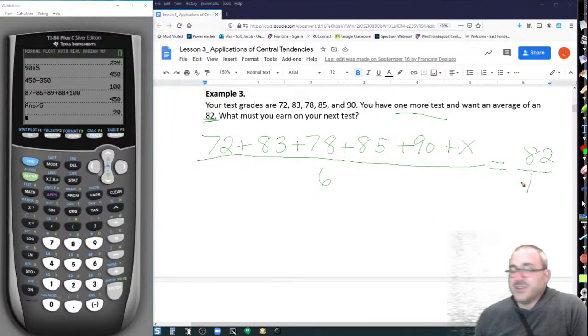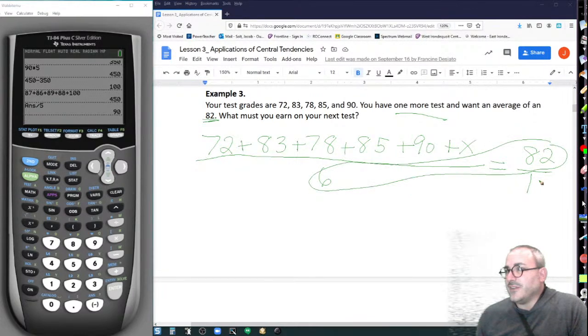Well, again, I'm going to turn this into a fraction. I'm going to do the cross multiplication thing. No need for the extra color this time. You guys get it by now.